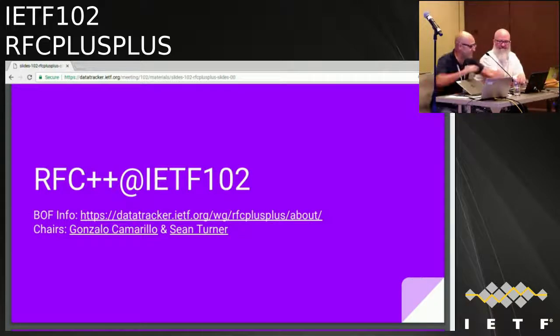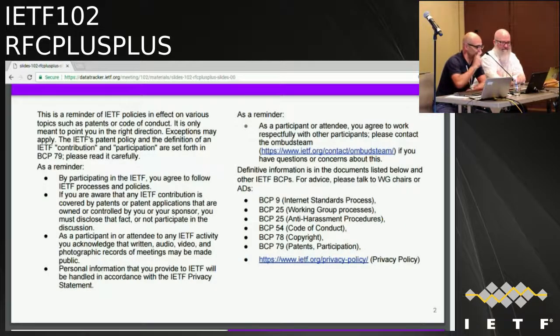Okay, welcome to the RFC ++both. We have 1 hour and a half, and you've probably seen a lot of discussions on the list, so we're going to try to be efficient, and there's not enough time, so let's get going. This is the Notewell. You should be familiar with that, and if you are not, you should go and read it.